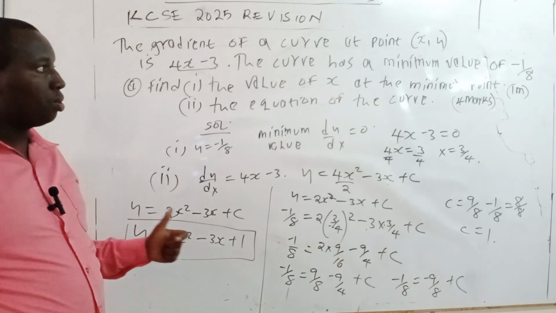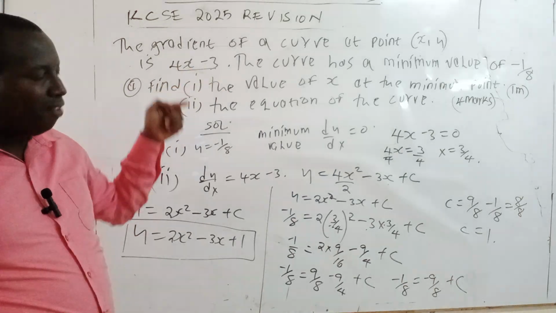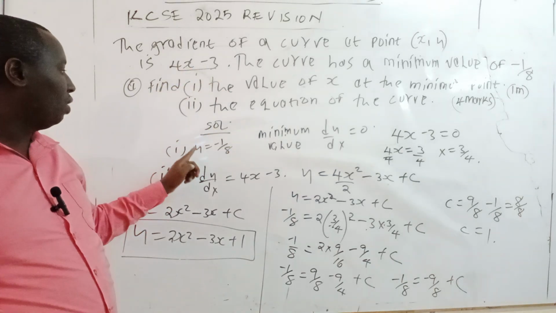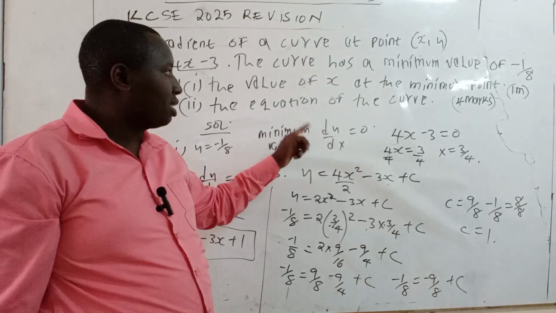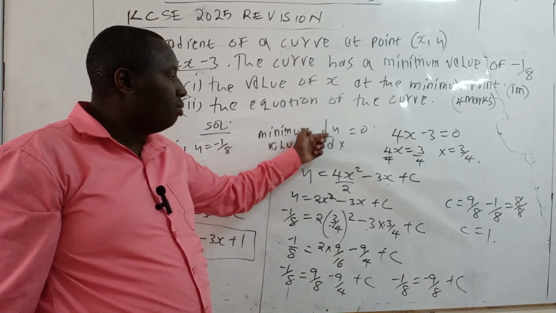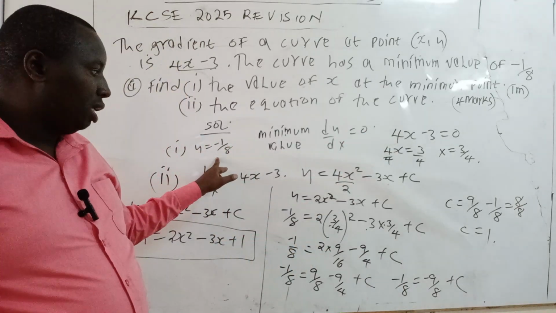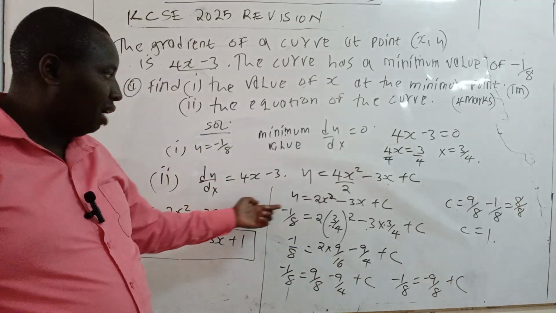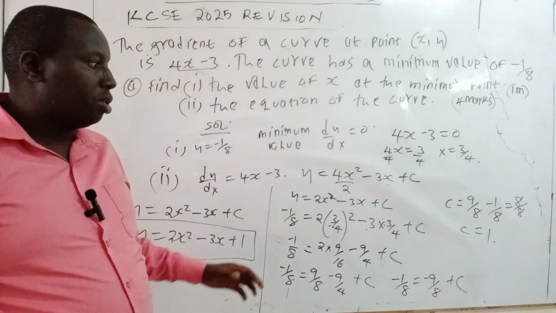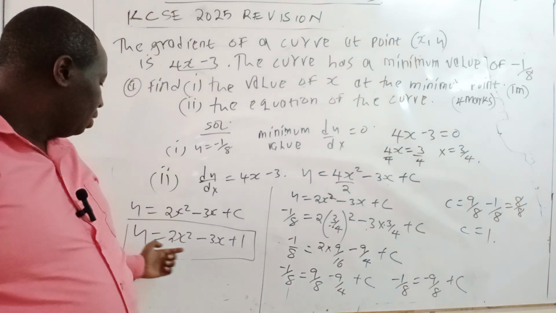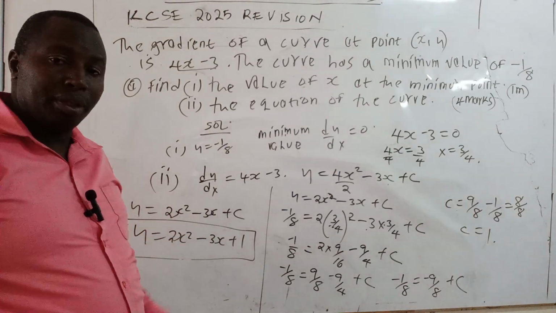But that's what you do. When you see the curve has a minimum value of negative 1 over 8, negative 1 over 8 is y. Then to find the value of x at the minimum point, dy/dx equals 0, you get x. Then you have x and a y. Once you do that, to find the equation of the curve, you integrate this and introduce an arbitrary constant. Then you substitute, you get C. Then the equation is y equals 2x squared minus 3x plus 1.